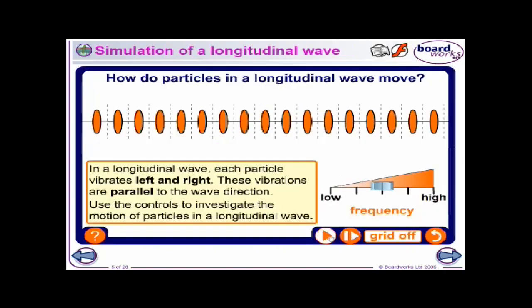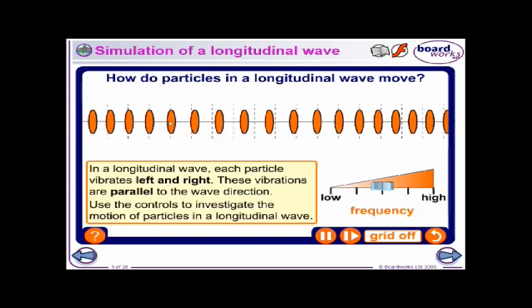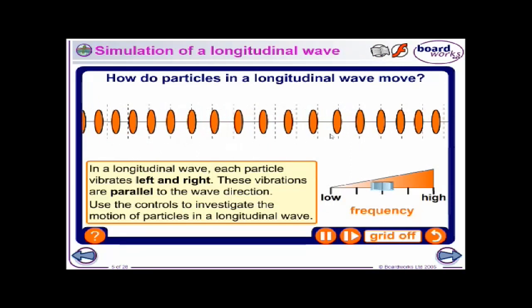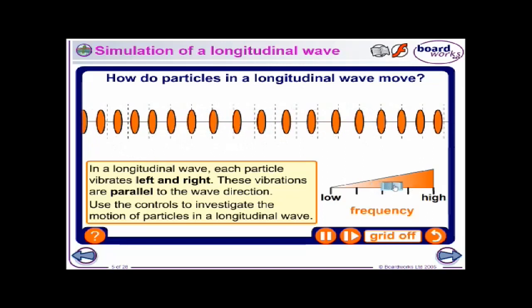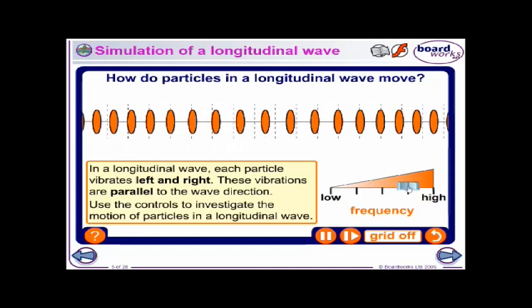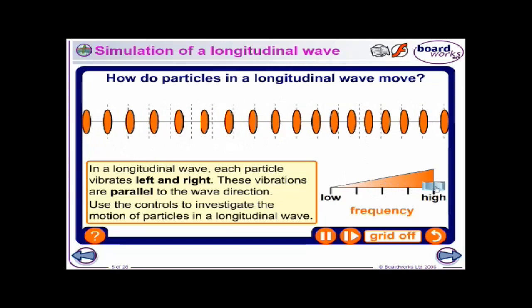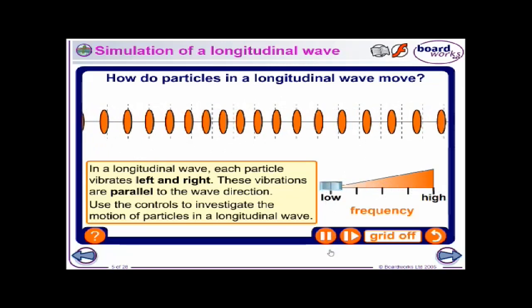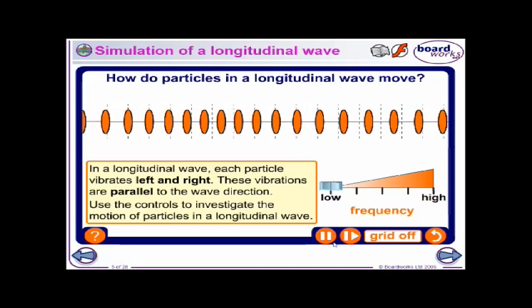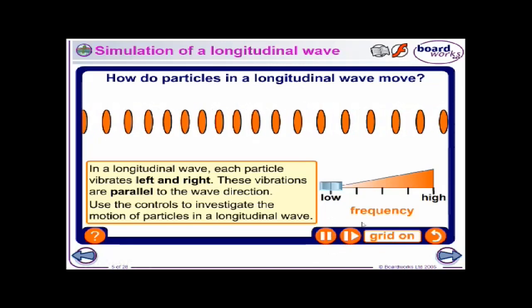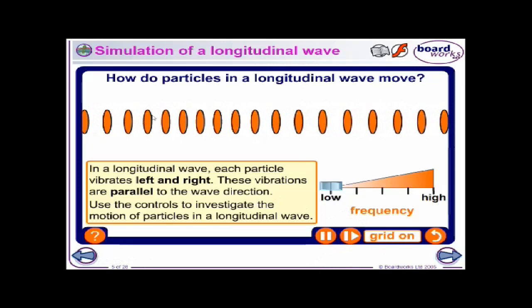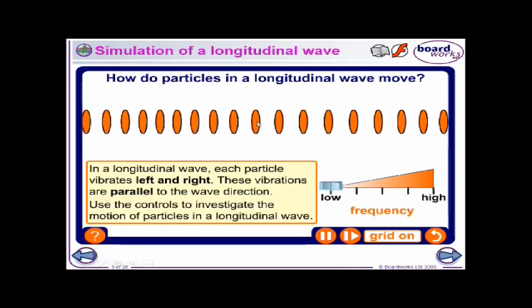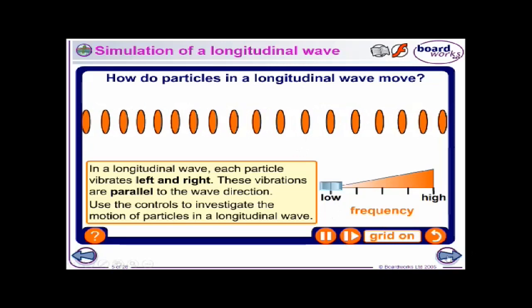So how do the particles move? You see the movement of the particles is backwards and forwards as the wave moves from left to right. Increase the frequency, and they're vibrating more often. Decrease the frequency, and they're vibrating less often. But again, the particles don't actually change position overall, they just move back and forth and then back to where they were at the start.